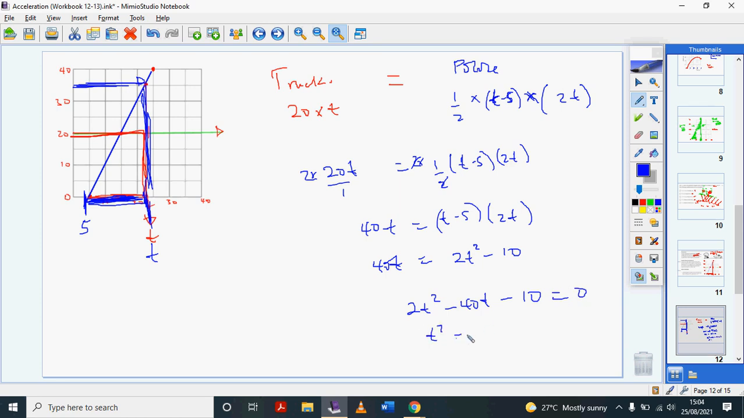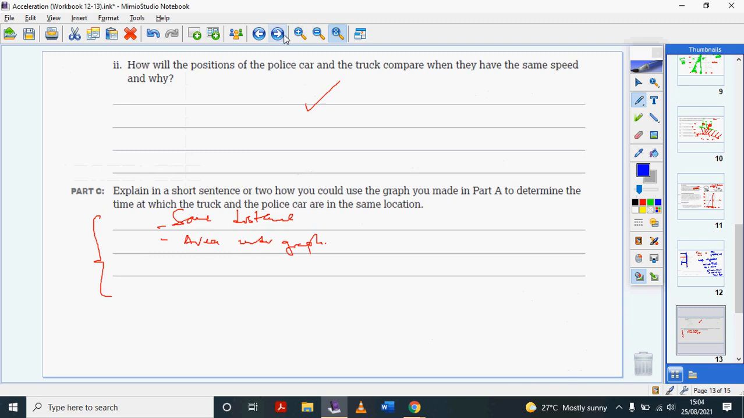You can solve this quadratically and get 2 answers, but you will only use the positive answer. That will be the time at which the police car catches up with the truck. Okay, like I said, that part of the question was not required, so I don't even know why I was trying to do it in the first place in that video call. But now you know. Now you know that it's doable.